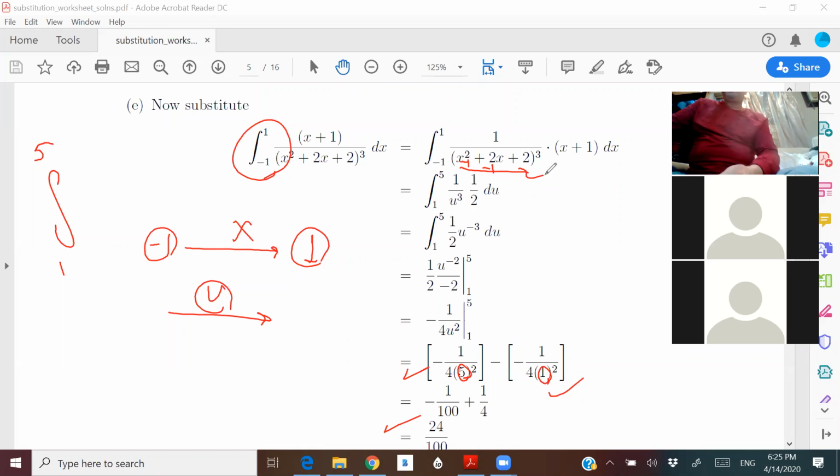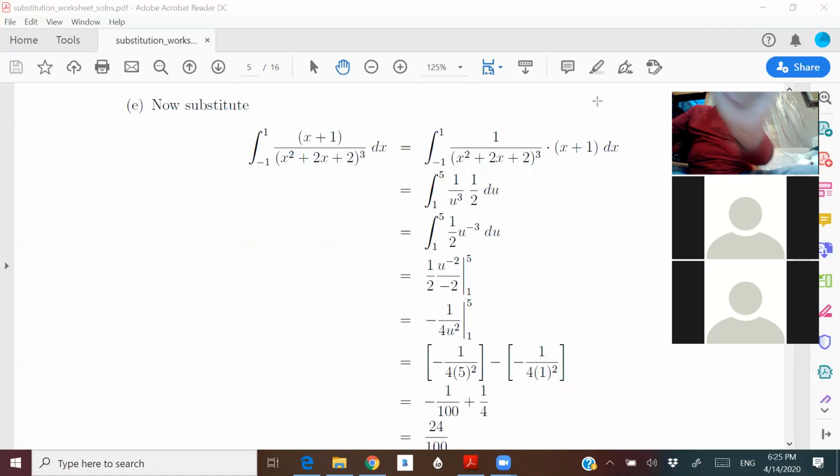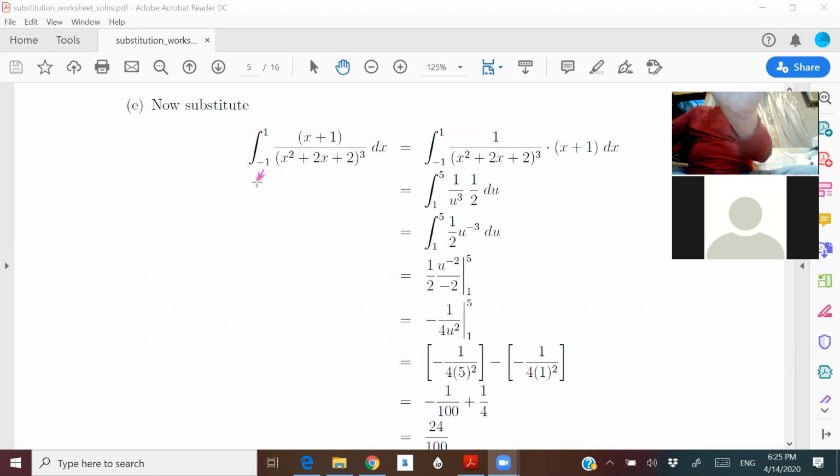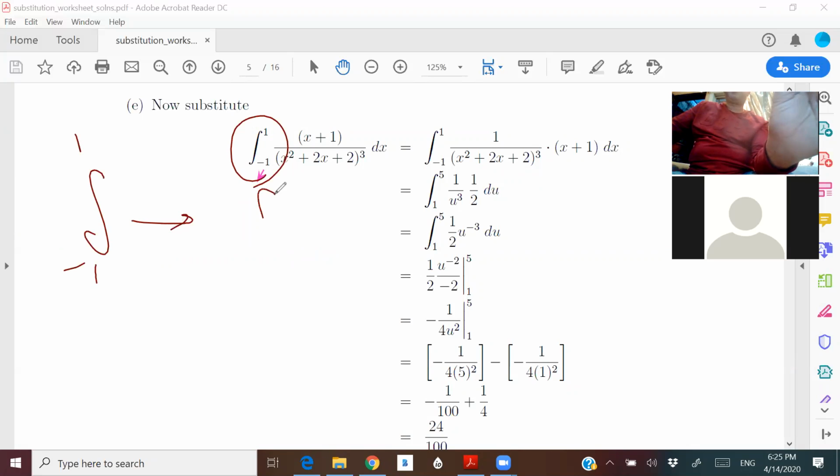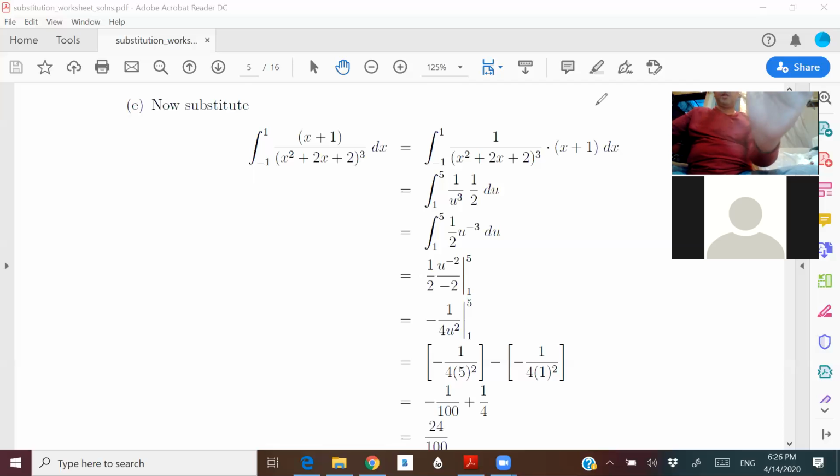If you don't have a mic, please type if you want. Again, as you see here, I have to replace x by u, so I have to change the boundary of integration from -1 to 1 into 1 up to 5. Understand, please?